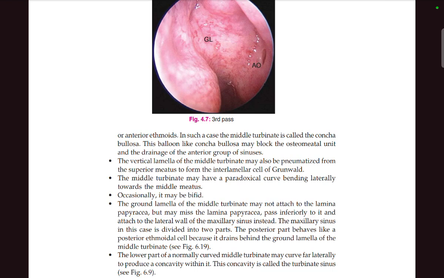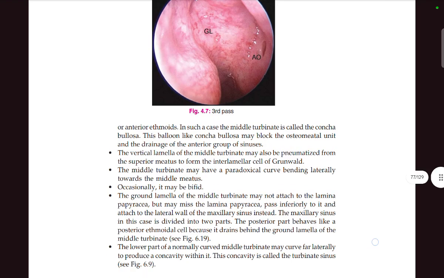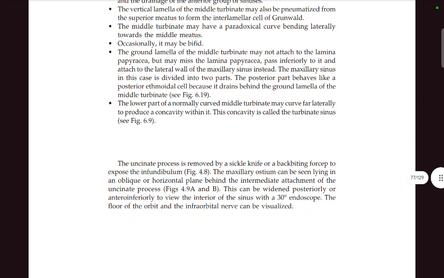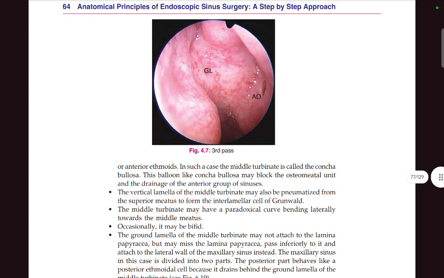Here we can see the third pass, ground lamella and the accessory ostium.